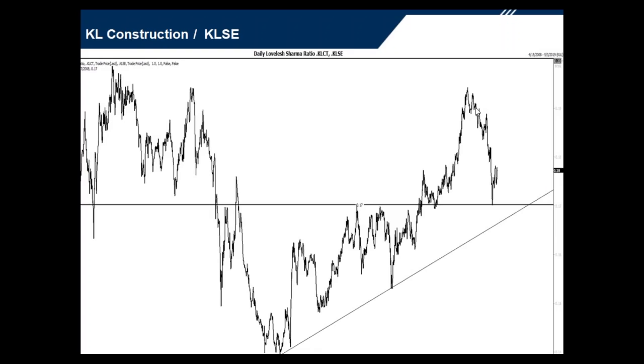Investors might feel like they don't have a winning stock. We need to understand what the winning sectors actually are. If the sector is strong, we'll get the winning stock as well. So this is construction.